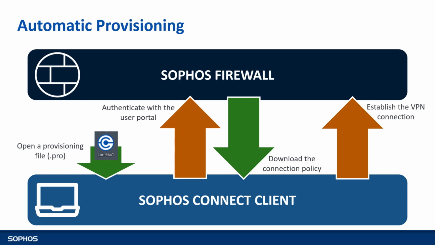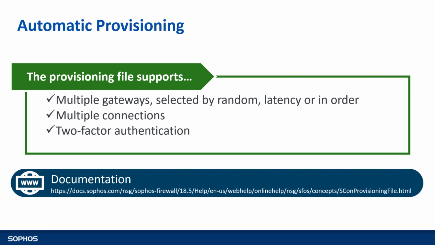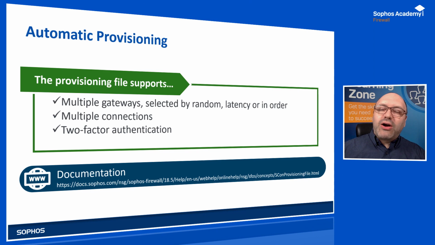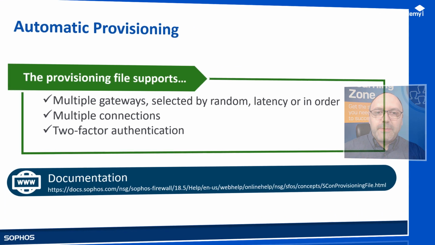With automatic provisioning, the automatic provisioning file supports multiple gateways, and they can be selected either by random, based on latency, or in an order. It supports multiple connections and two-factor authentication. So let's jump back to our demo environment and take a look at how this works.